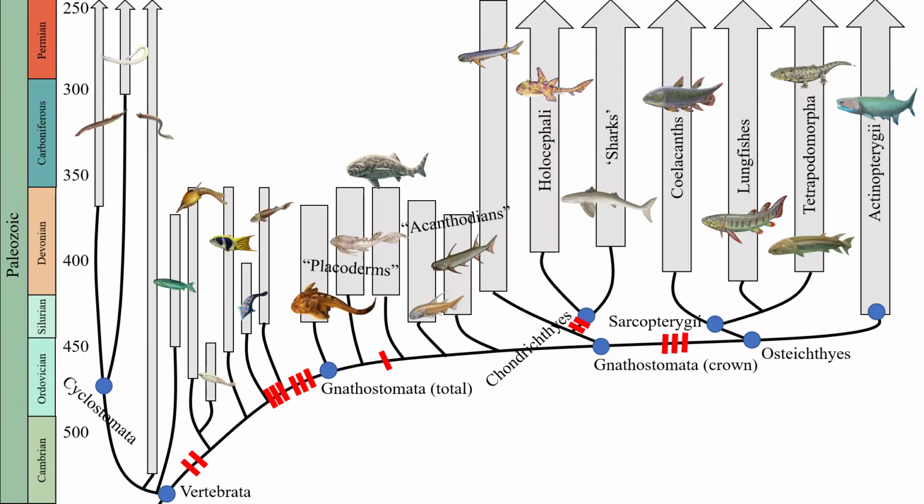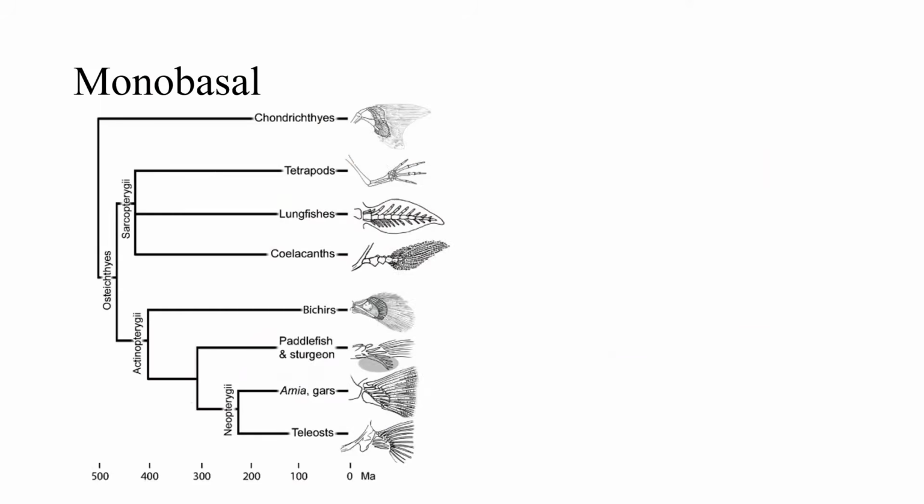But okay, now let's get into the stuff we really want to do today, up into those sarcopterygians. I have one synapomorphy that unites the sarcopterygians. So this clade, to the exclusion of the other ones, has this feature. It has evolved. It is called the monobasal.